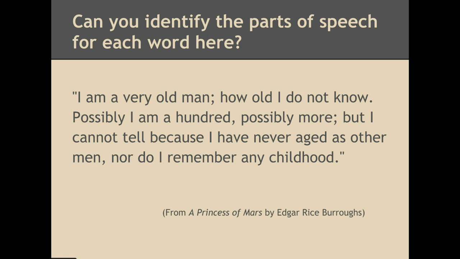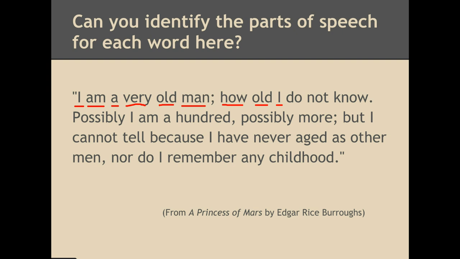Welcome back. Here we go. Okie dokie. So, let's see what we've got here. The very first word is I. This is a personal pronoun, a first person personal pronoun. Am is a linking verb. A is an article, which is also a form of an adjective. Very is an adverb. Old is an adjective. Man is a noun. How is an adverb. Old is still an adjective.